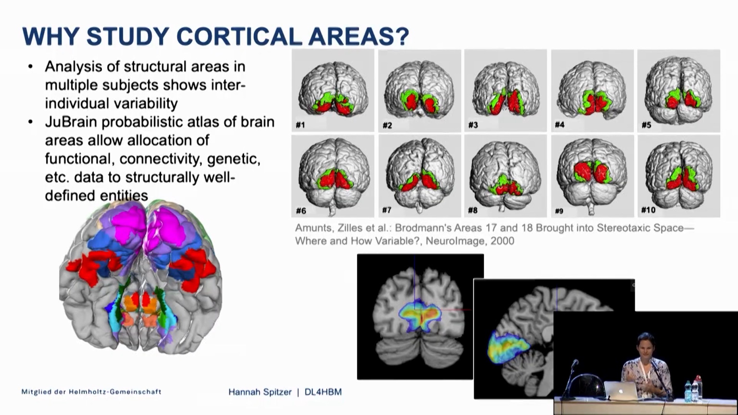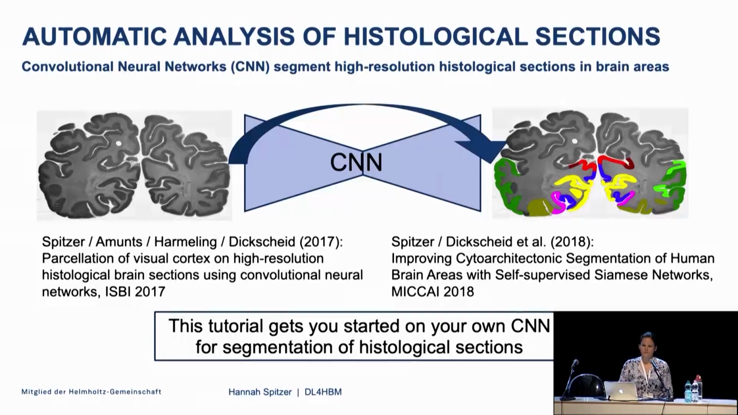So this sounds all very good. However, it's quite time-consuming to segment these cortical areas by hand because you have to analyze each individual tissue section by hand, and this takes a long time. So this is what I've been working on in the last couple of years. To give you a very coarse overview, I have trained a convolutional neural network on the 2D high-resolution tissue sections, and I've trained it to segment areas in this tissue section.